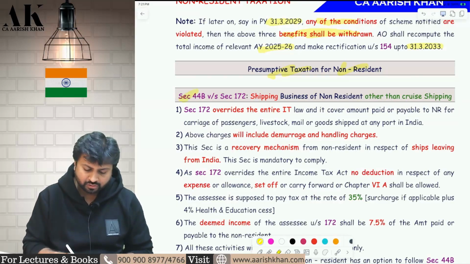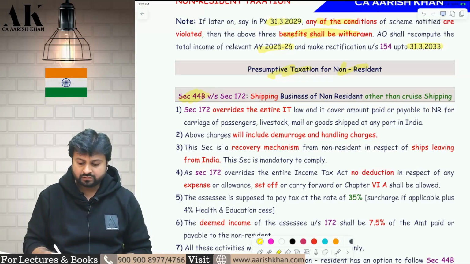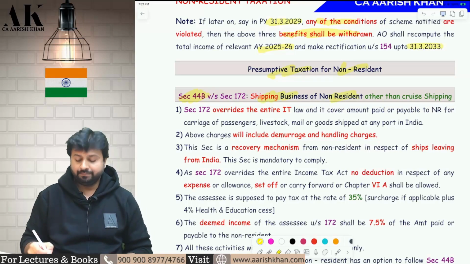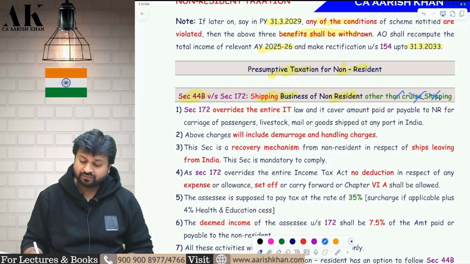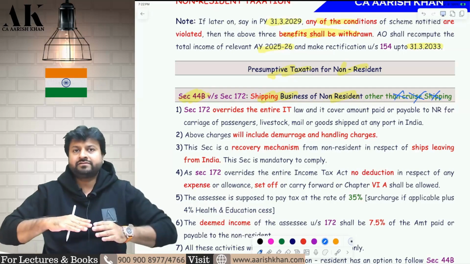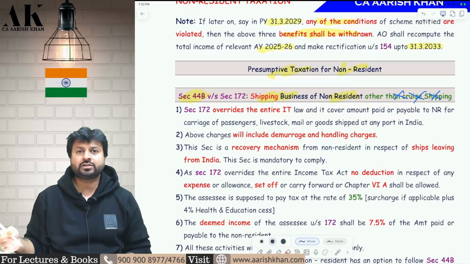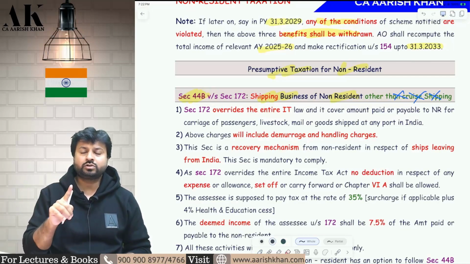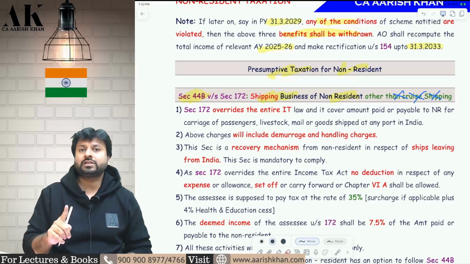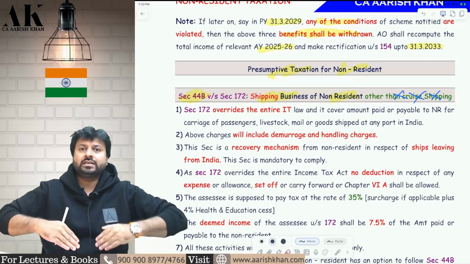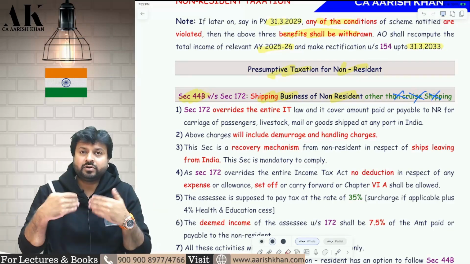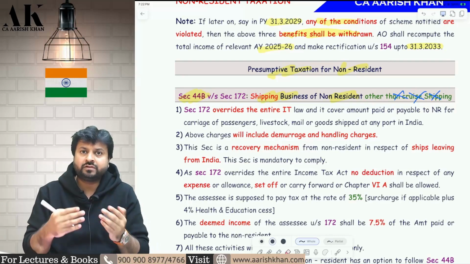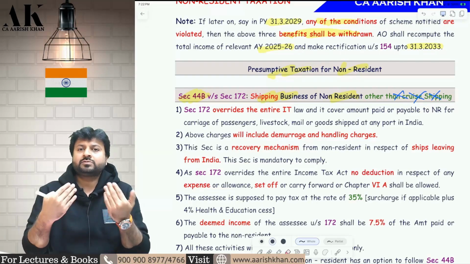The very first section here is section 44B, which talks about the shipping business of non-residents. But this does not include cruise shipping now, because Finance Act 2024 has made a separate section for cruise shipping, which will come later. We are only talking about normal shipping business, where a non-resident provides shipping services for transportation of passengers, goods, livestock, and mails.